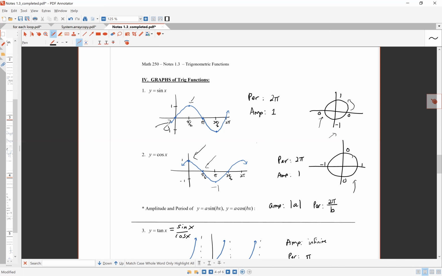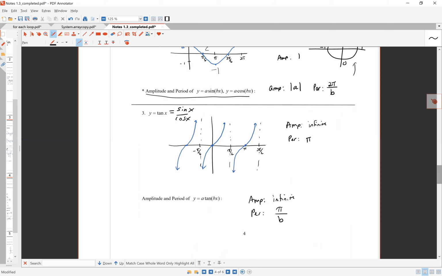I'm just going to say this really quickly, right here. If you actually replace x with bx, what's the period? Well, you divide the period by b. And the amplitude, you just multiply: instead of the amplitude being 1, the amplitude is the absolute value of a, because this a could be negative. And I'm sure you did a lot of graphing like this when you took a trig course.